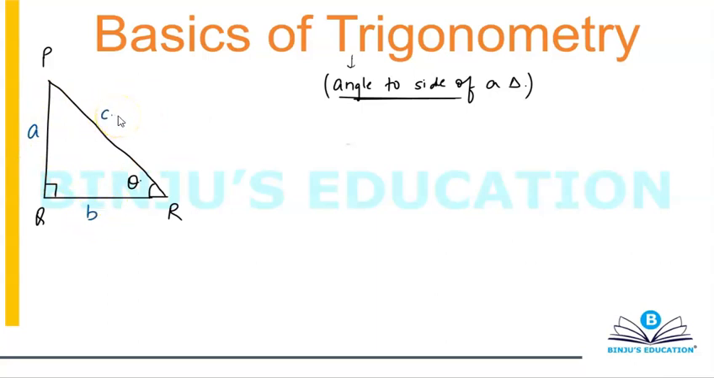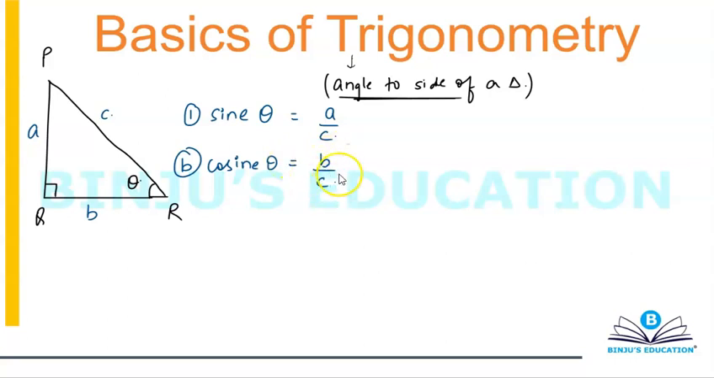Now the 6 trigonometric functions are basically, the first one is sine. So let's say sine theta. So what exactly is sine theta? Sine theta is nothing but opposite side divided by the hypotenuse. So sine theta will simply be equal to A by C. Second is the complement of sine, which is also known as cosine. So cosine theta, cosine is nothing but the adjacent side divided by hypotenuse, so that is simply B by C.